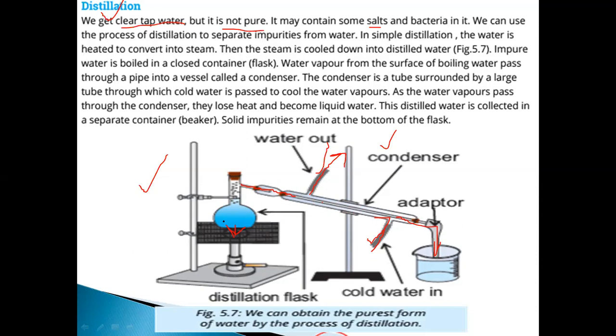Solid impurities, maybe there's salt, or maybe it is dust or soil, whatever it can be. But soil, etc., we can separate out by alum treatment and by filtration as well. So here the dissolved substances in the water, we can remove them out.